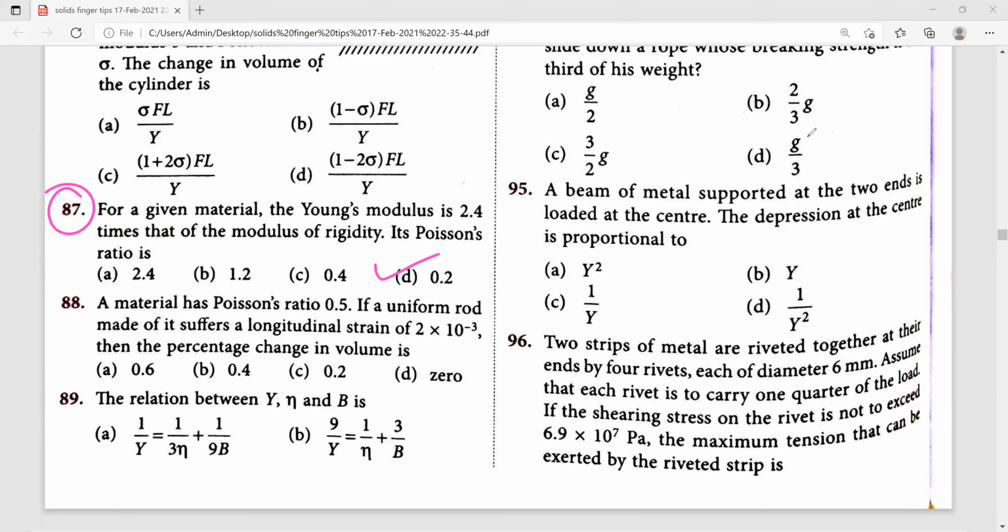Next, 88th one. A metal has a Poisson's ratio 0.5. If a uniform rod made of it suffers a longitudinal strain of 2 into 10 to the power of -3, then percentage change in volume ಎಷ್ಟಾಗುತ್ತಾ ಅಂದರೆ, so as Poisson's ratio of the material is 0.5 ಇರೋದ್ರಿಂದ there is no change in volume, therefore 0 is the answer.